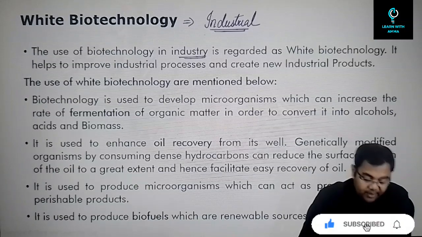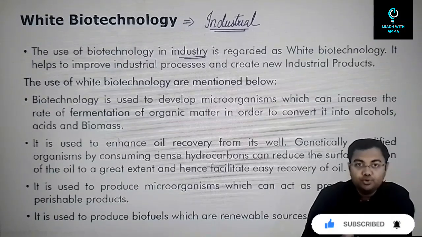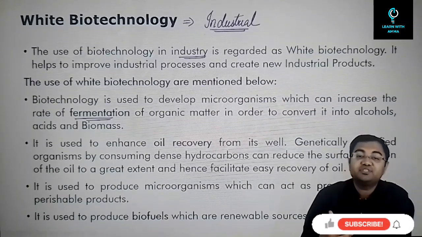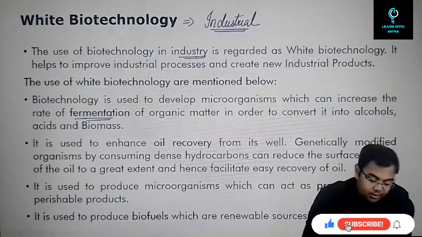Now, if you talk about biotechnology, there are many ways in which you can use it. For example, you can use it to enhance the fermentation in microorganisms, which can lead to faster production of alcohols, acids, etc. So this is one.